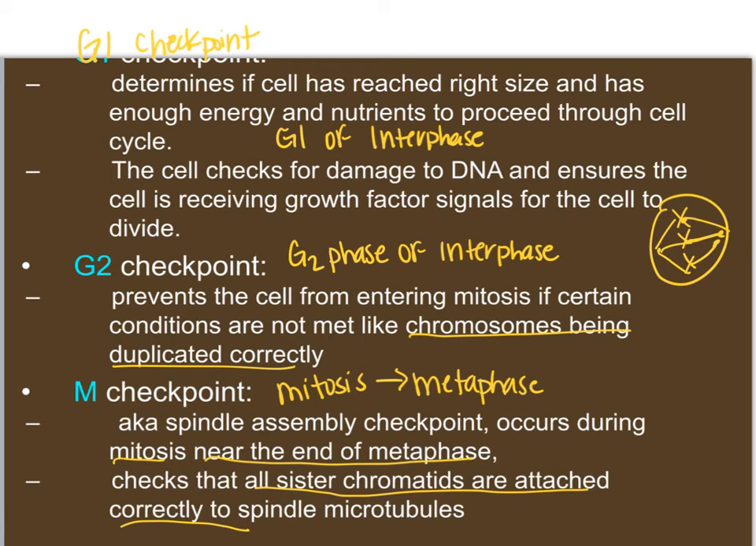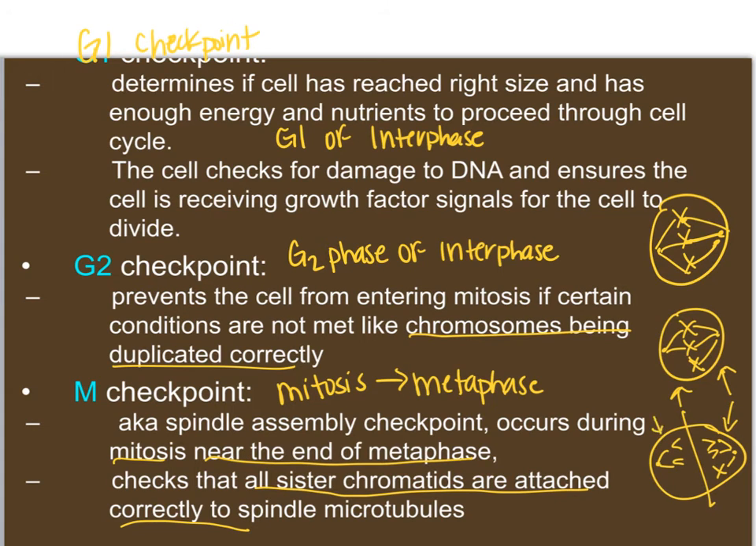Because if it's not attached, let's say you have one and these two are attached, but the one on the bottom is not, then this cell will have one too many, and when it divides, this one won't have enough. So it would look like this. This one would have too many, this one would not have enough.